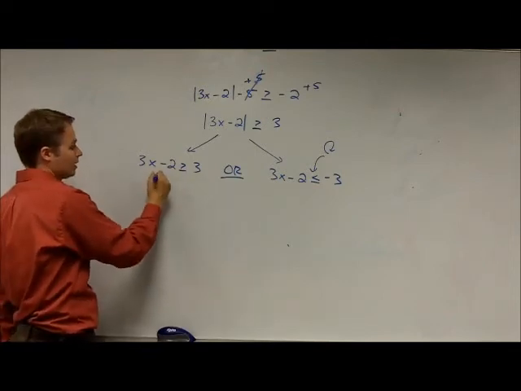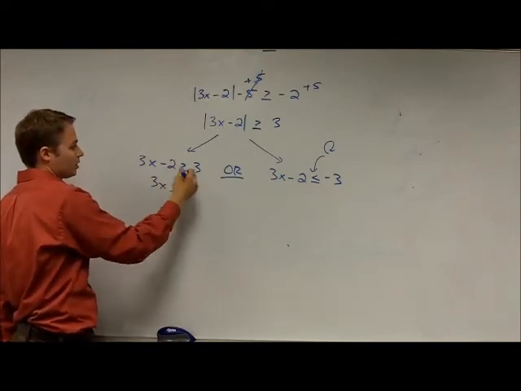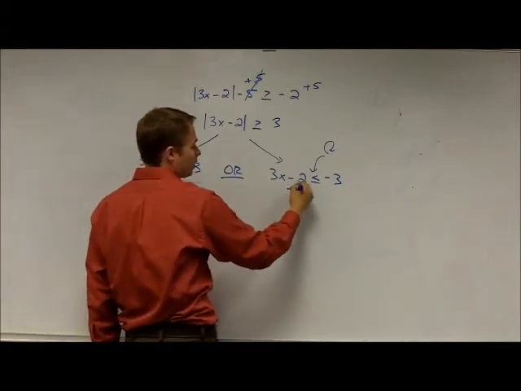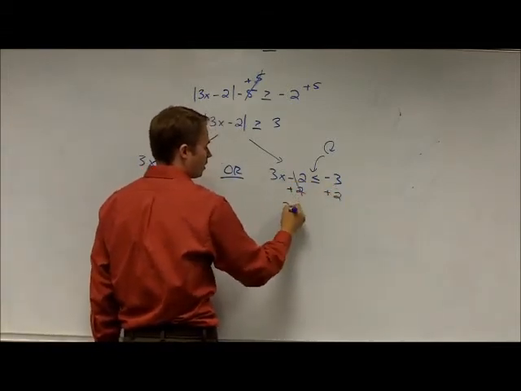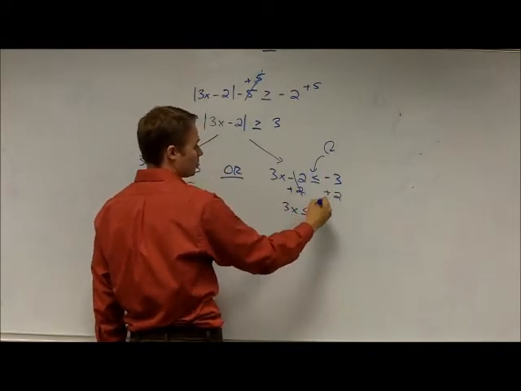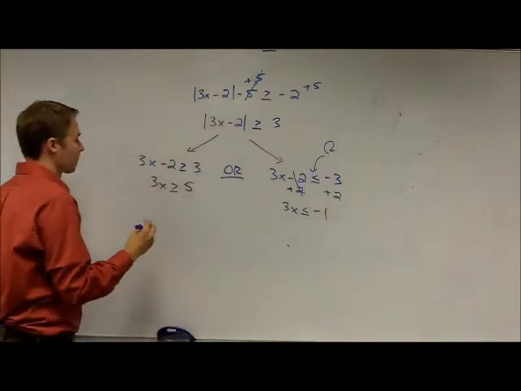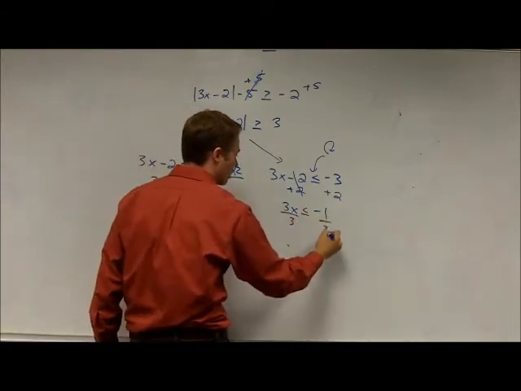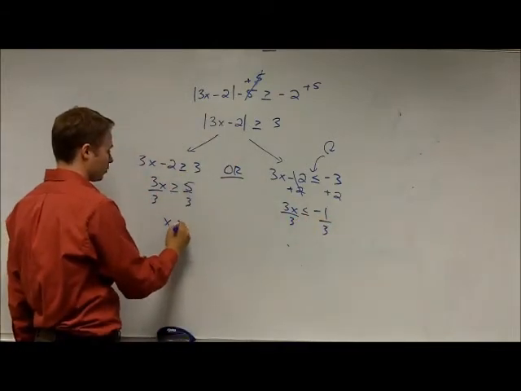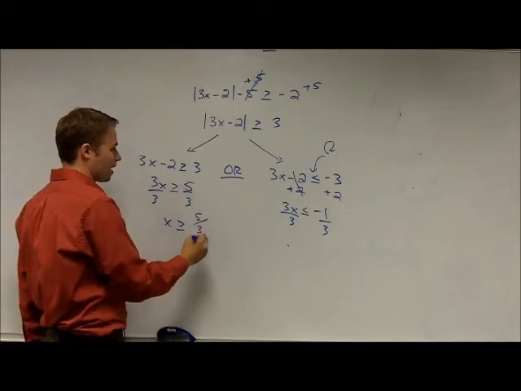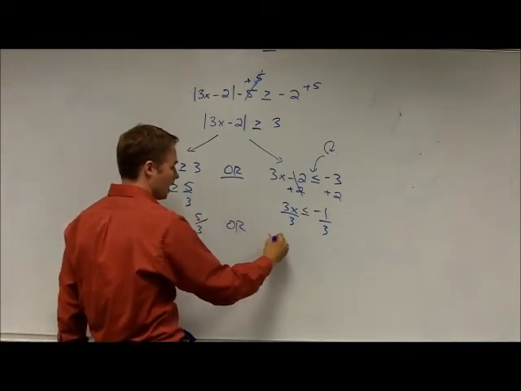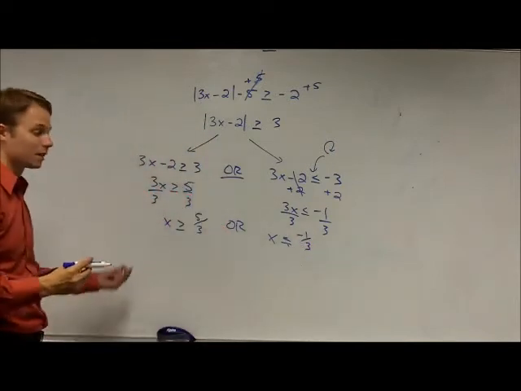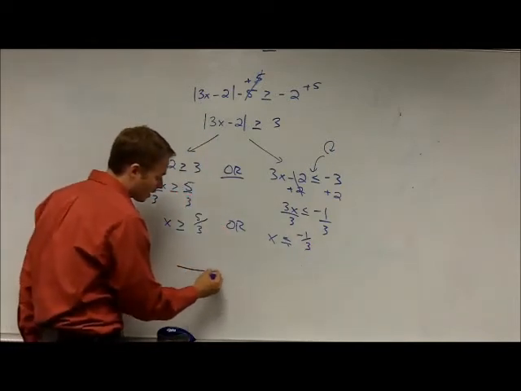Add 2 to both sides here. 3 plus 2 is 5. Add 2 to both sides here, and I'll get negative 3 plus 2 is a negative 1. Now I can divide both sides by 3. And sure, I'll get that x is greater than or equal to 5/3, or x is less than or equal to negative 1/3. Now the reason this is different than an and is, let's think about how this would work.